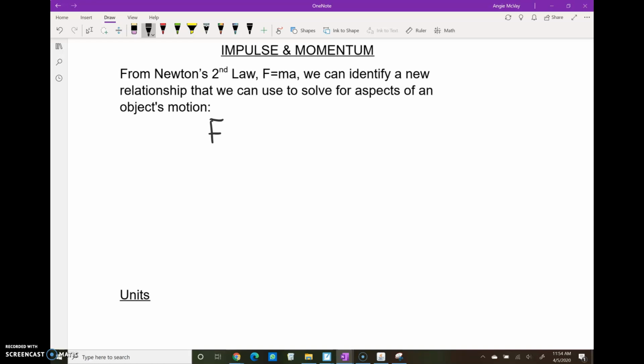F net. Remember, I'm going to leave the net subscript off here. We're assuming all of the forces are net forces. F net equals ma. Okay, and then we're going to expand acceleration. F net equals m times, acceleration fundamentally is an object's change in velocity over time.